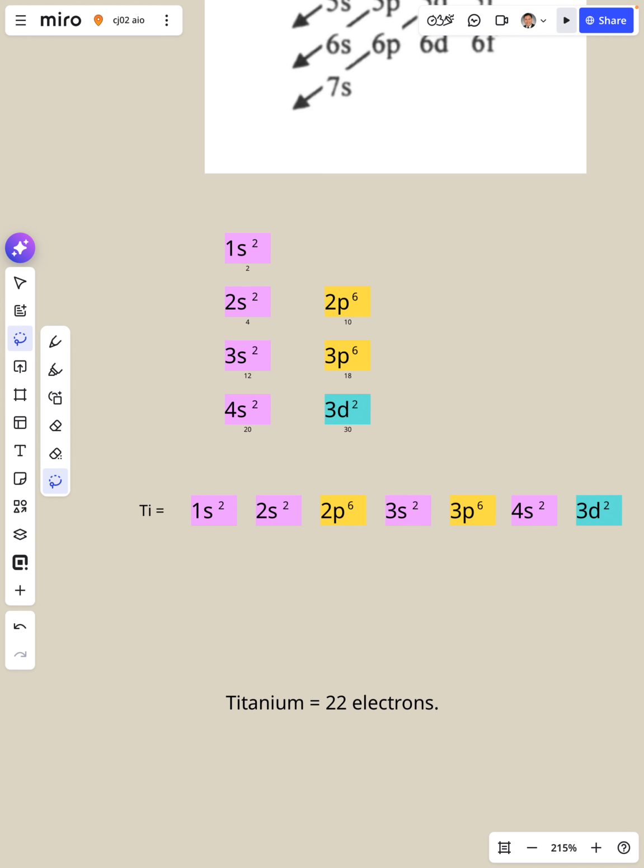For the video tomorrow, we are going to make another one, a slightly more complicated electronic configuration, maybe some ions.